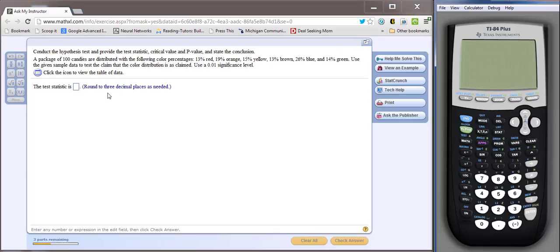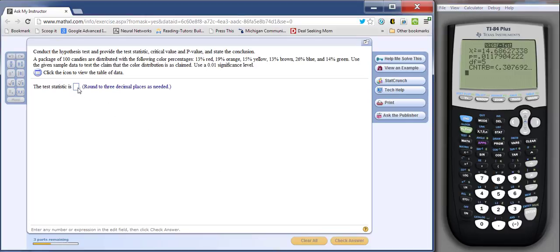Now again, because we're doing a test for the distribution, we're going to use a goodness of fit test. So Stat, let's arrow over to Test and look for the chi-squared goodness of fit test. So we enter our observed and our expected. Now our degrees of freedom are n-1, so we have 1, 2, 3, 4, 5, 6 categories, so that's going to be degrees of freedom 5, and let's calculate this.